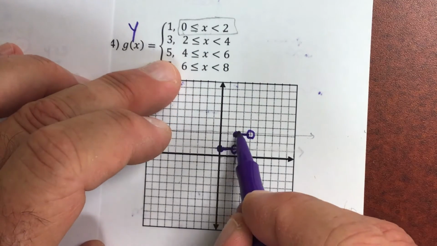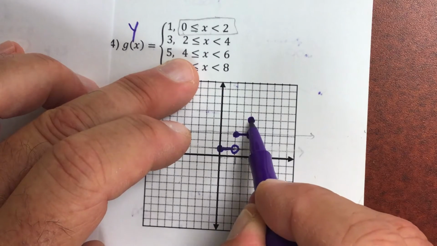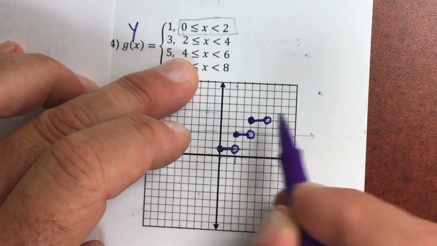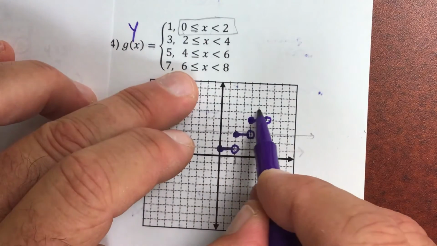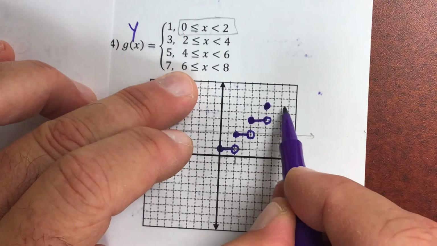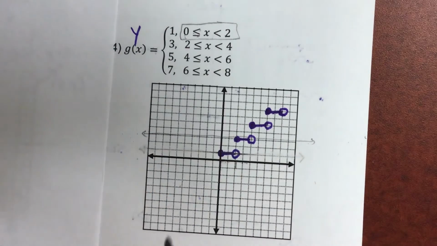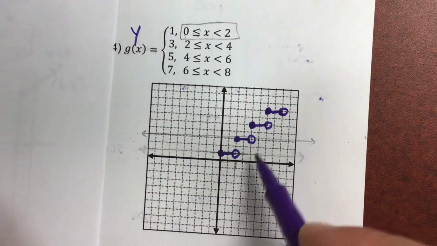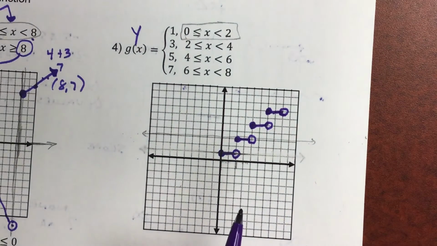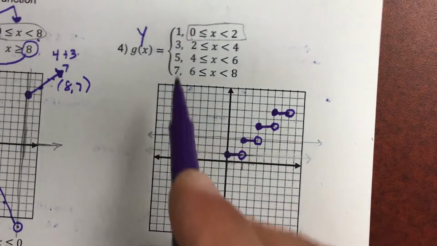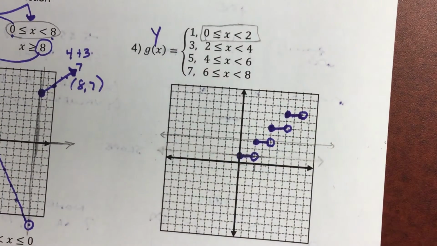Now y is 5. So this is 4, 5. It's a closed dot at 4 and an open dot at 6, and I draw the line. And then the last one is at 7. This is 6, 7. It's a closed dot at 6, an open dot at 8, and that's the line segment. So really we're looking at line segments for each one of these. That's what it would look like. Piecewise functions. We are graphing these because instead of taking the whole thing, we only want this part of it. All right, last one.